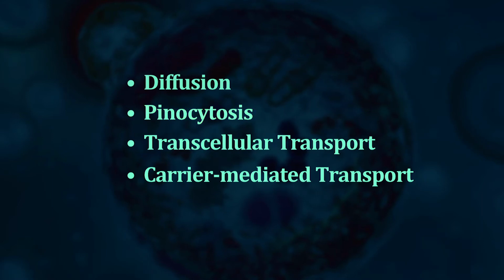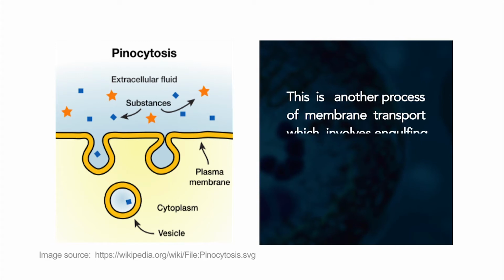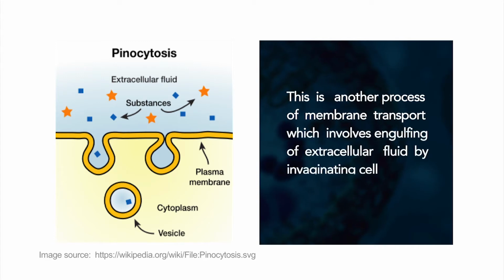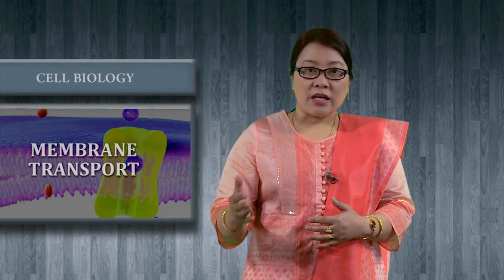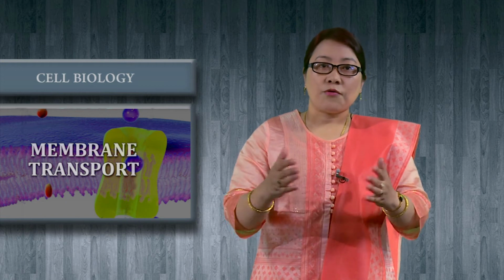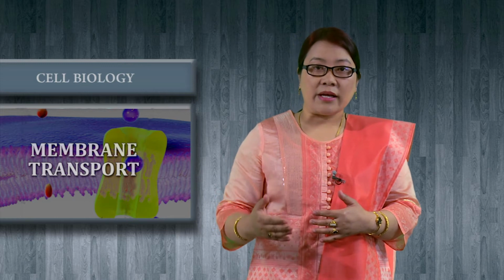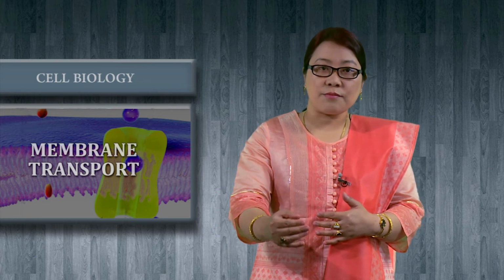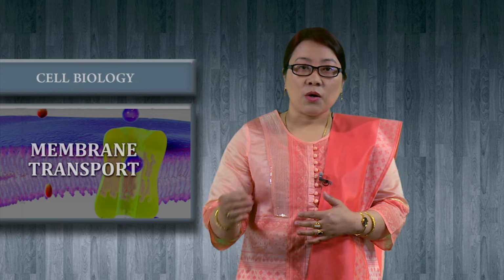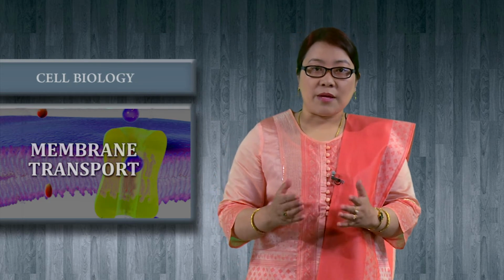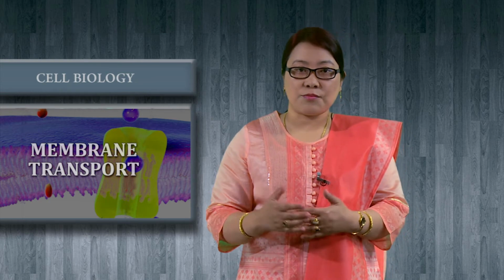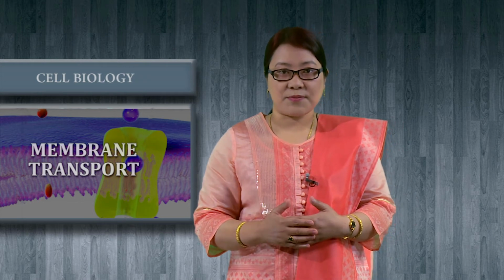The next one is pinocytosis. This is another process of membrane transport which involves engulfing of extracellular fluid by invaginating cell membranes. The invaginating cell membranes form a vesicle which later separates from the membrane and may move through the cytoplasm to release its contents on the other side of the cell by means of an evaginating process called exocytosis.